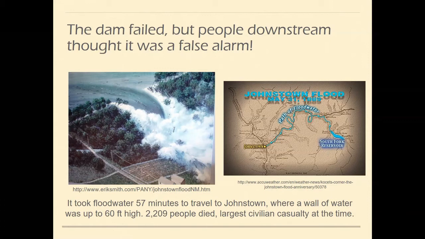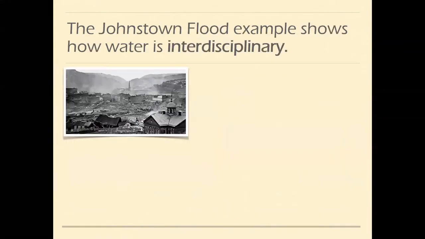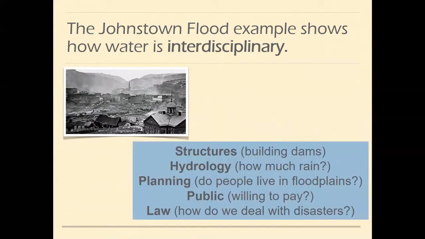Luckily, nowadays, we have better technology to predict when floods are going to occur, as well as regulations on the safety of dams, which caused some to speculate that this may not have happened had those protections been in place. The reason why I wanted to bring this up is it shows how the water field is very interdisciplinary, even in its core. You think about the interface between structures, the engineers that build the dams and what that looks like. Hydrology has to do with the water cycle.